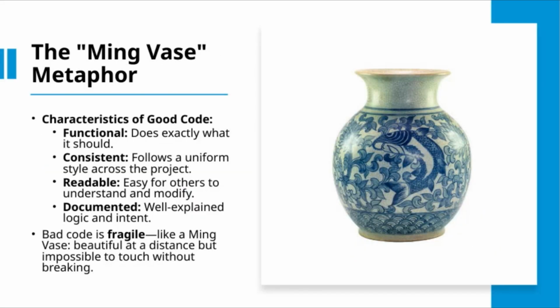Good code has a few key traits that keep it solid and reliable. First, it's functional. It does exactly what it's supposed to do, no surprises. Next, it's consistent, following the same style throughout the whole project, which makes it easier to work with. It's also readable, so anyone can jump in and understand or change it without a headache. And finally, it's documented, with clear explanations of the logic and purpose behind it. Bad code, by contrast, is fragile like a Ming vase. It might look impressive from afar, but one wrong move, and it shatters.